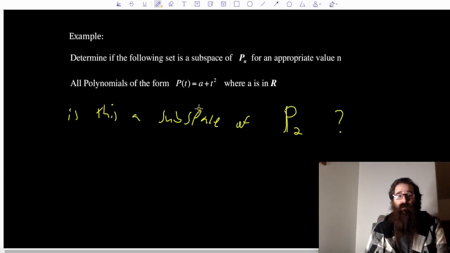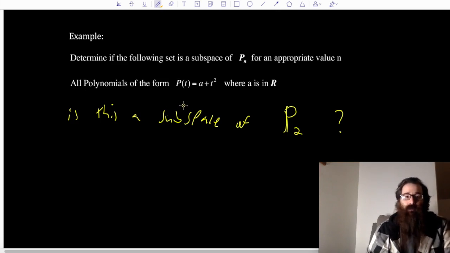I need those 3 pieces, right? I need to make sure I'm closed under addition, need to make sure I have the 0 element, I need to make sure that I'm closed under scalar multiplication. Now, in this example, depending on where I start with this, I don't think it's going to work out so nicely.